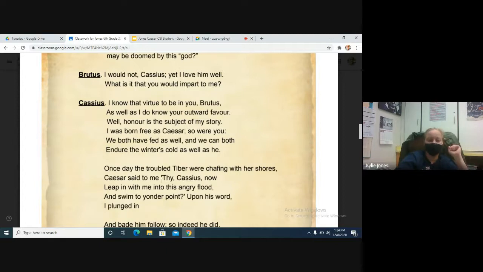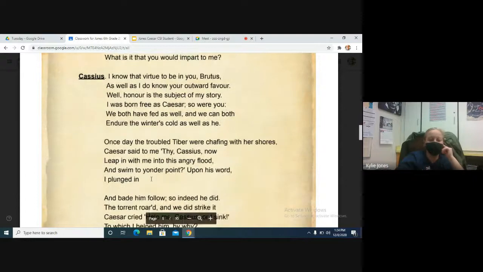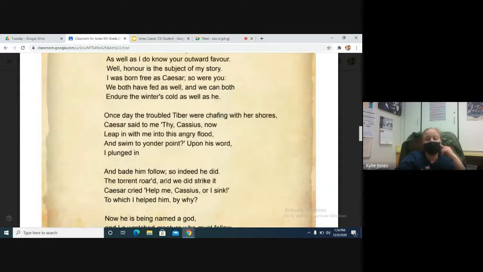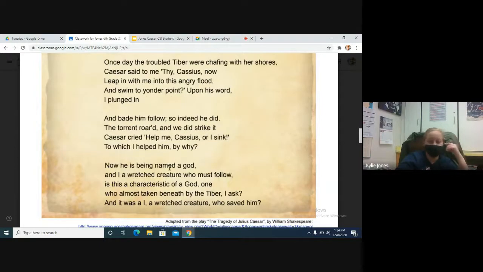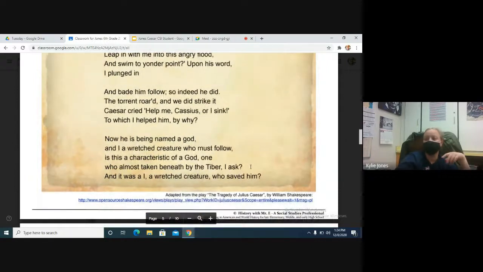Once, the troubled Tiber was chafing with her shores. Caesar said to me, 'Darest thou, Cassius, now leap in with me into this angry flood and swim to yonder point?' Upon his word I plunged in and bade him follow. So indeed he did. The torrent roared and we did strike it. Caesar cried, 'Help me, Cassius, or I sink.' To which I helped him. But why? Now he is being named a god, and I a wretched creature who must follow. Is this a characteristic of a god, one who was almost taken beneath the Tiber, I ask? And it was I, a wretched creature, who saved him.